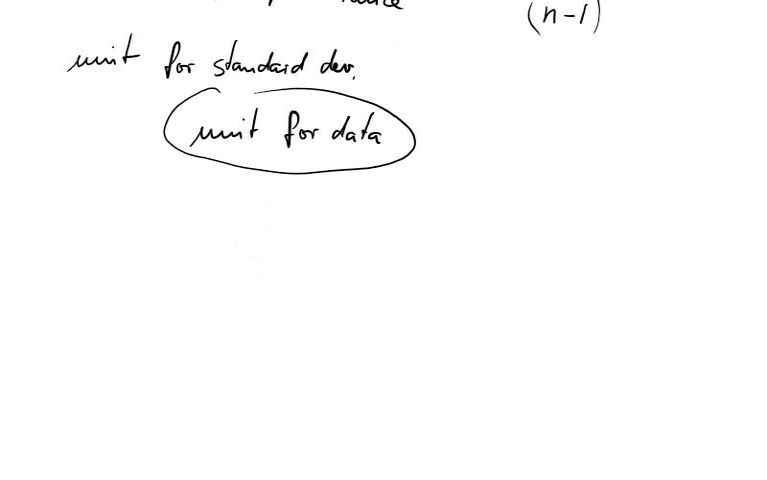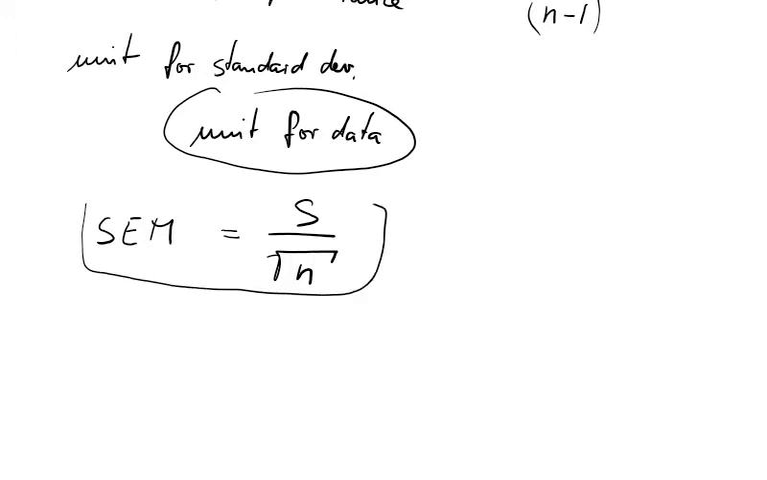We have another measurement, which is called the standard error of the mean, short SEM. And that is defined as S divided by the square root of n. S is the sample standard deviation, n is the number of observations. And that is our standard error of the mean. And again, that is a fairly useful way of describing how spread out your data actually are.